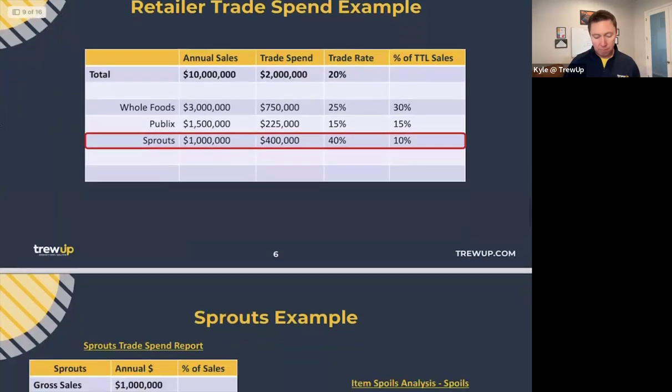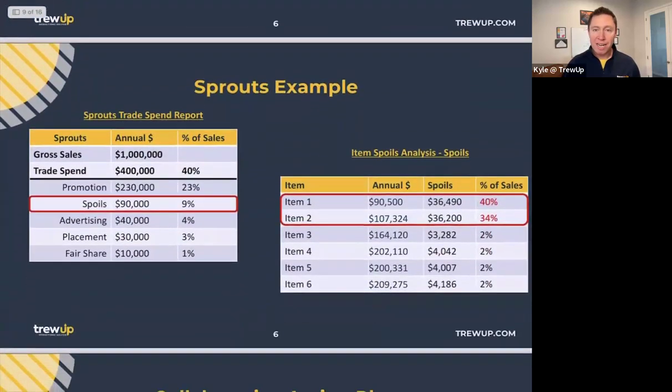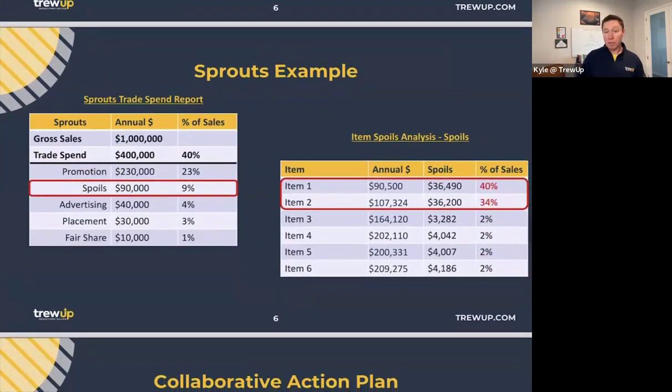And so if we go to the next page, we've drilled down, and this is also a real life example that I've brought over and masked so that we can see. I've masked the account and the brand and the items just to demonstrate for us in this example.